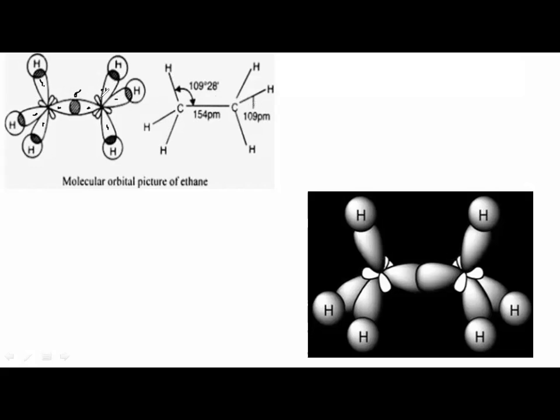Then there are no other unhybridized p orbitals. So you'll get the structure like this. This is the 3-dimensional view of the ethane molecule, right? So you can have a structure here.